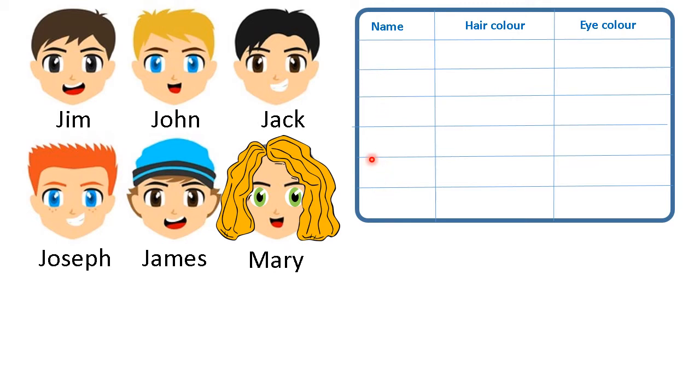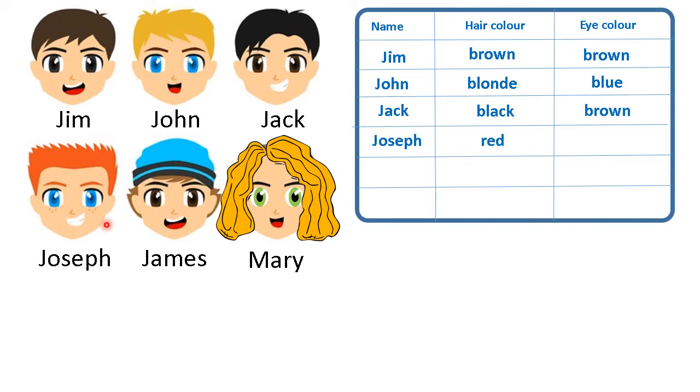So let's start with Jim. Let's write his name in the first column, and then look at his hair, which is brown, and his eye color, which is also brown. And then move on to John, who has blonde hair and blue eyes, to Jack, who has black hair and brown eyes, Joseph, who has red hair and blue eyes, James, who has brown hair and brown eyes, and Mary, who has blonde hair and green eyes.